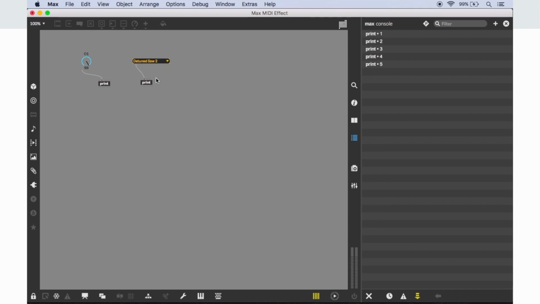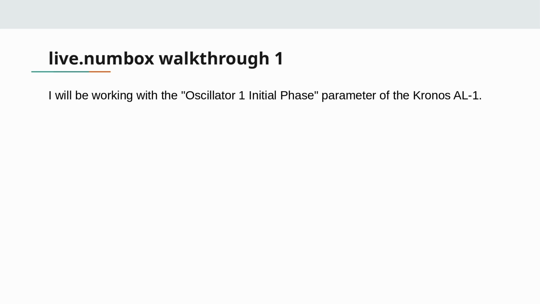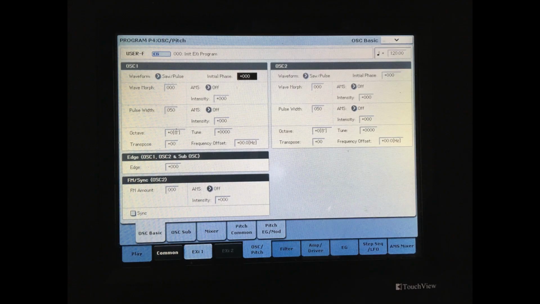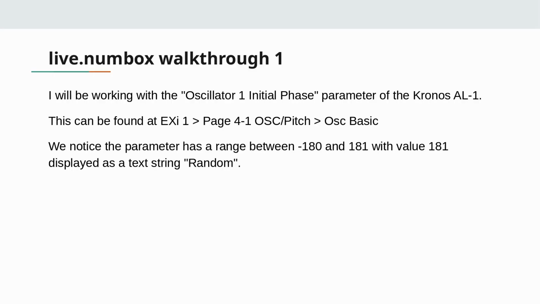Let's repeat the same process with a live.numbox object. I will be working with the oscillator1 initial phase parameter of the Kronos AL1. This can be found at EXI1 page 41, oscillator pitch, oscillator basic. We notice the parameter has a range between -180 and 181, with value 181 displayed as a text string, random.